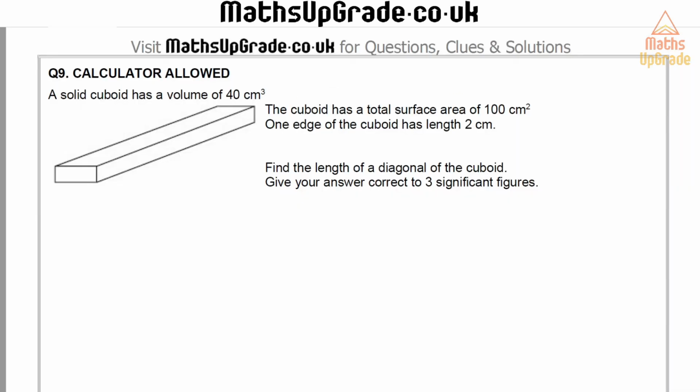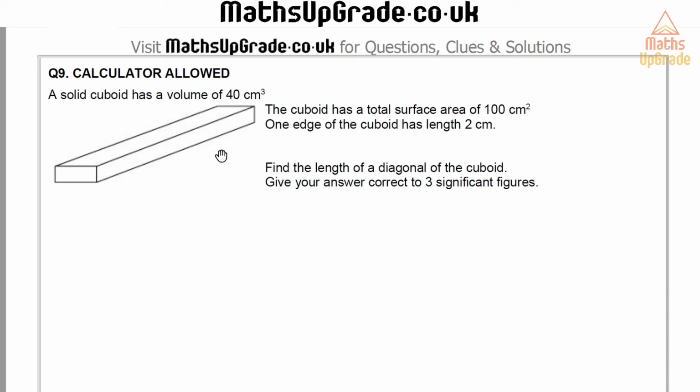Question 9. This is arguably the most difficult question in this booklet since it involves surface area, Pythagoras, but most importantly it involves solving quadratics. If you're not sure on how to solve quadratics, feel free to look at the video clip on this channel to support you further. I'm given a solid cuboid which has got a volume of 40 centimeters cubed.